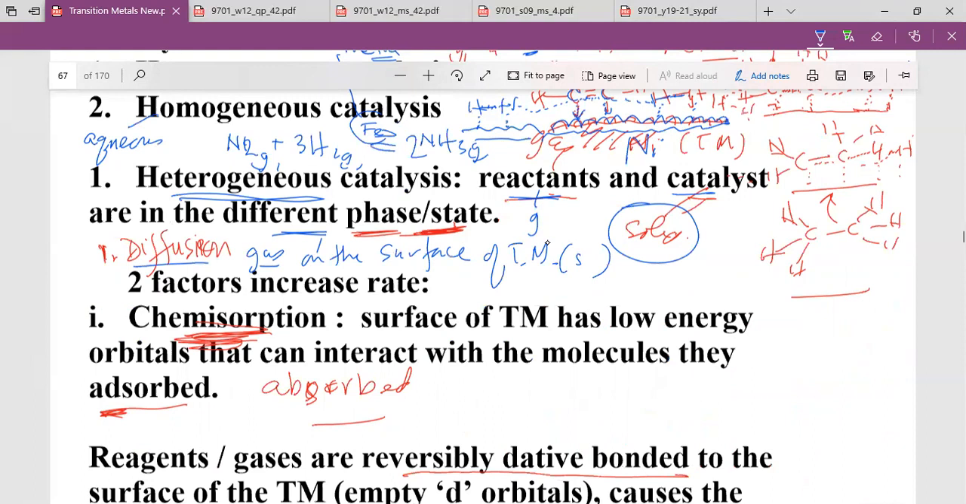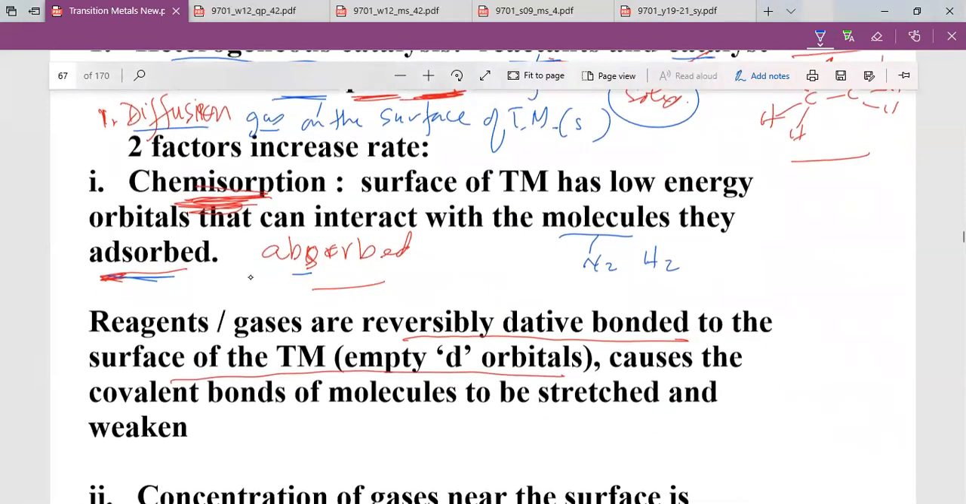And then chemisorption. The surface transition metal has lower energy orbitals and can interact with molecules, which can be N2 or H2 or whatever, and they get adsorbed. Not absorbed, absorb means to go inside; adsorb means on the surface. And they form reversible dative bonds with the empty d orbitals. This will create an intermediate, or what you call an activated complex, which has lower activation energy, EA, so it is easier to happen.